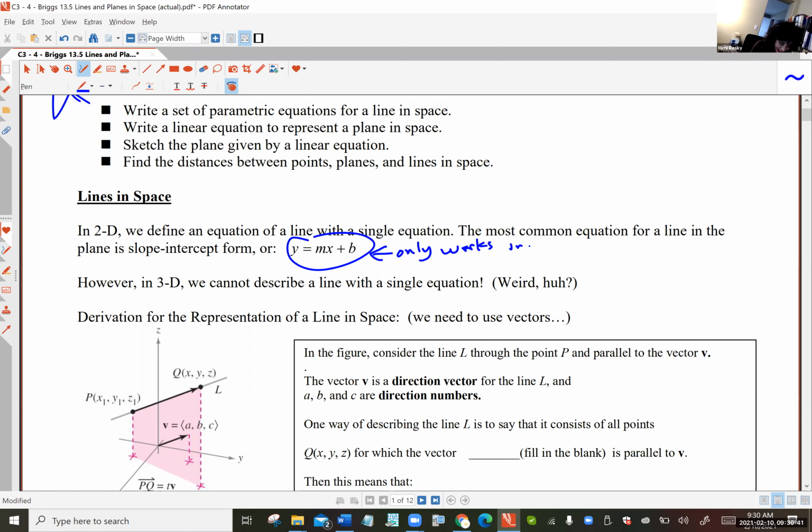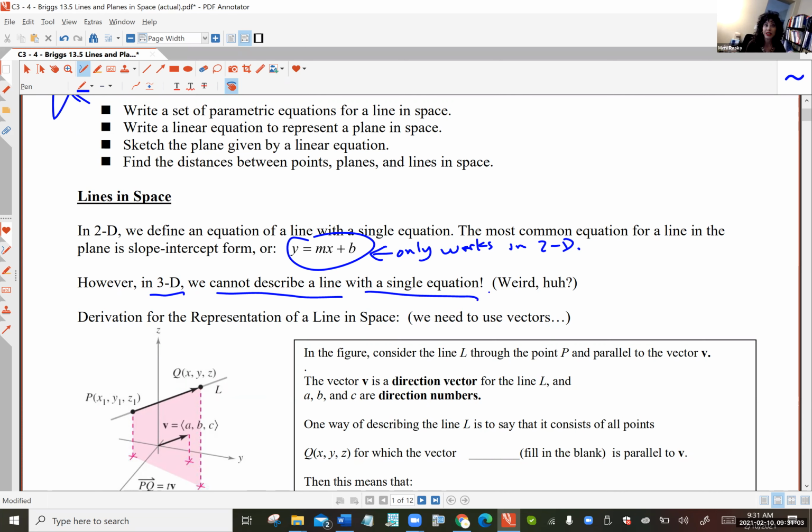You can't use that cute little line equation in 3D. Sorry. Well, I'll just add a z in there, then I'm good. No, won't even be close. Not even partial credit. Well, what do you mean? Well, it turns out in 3D, you can't even describe a line with a single equation like you can in 2 dimensions.